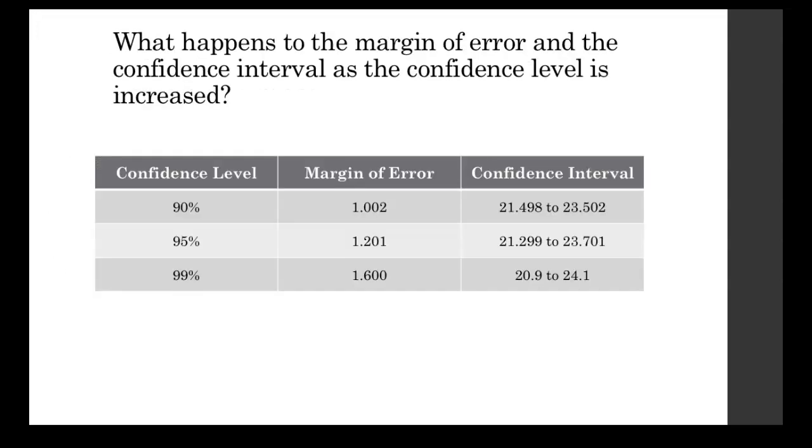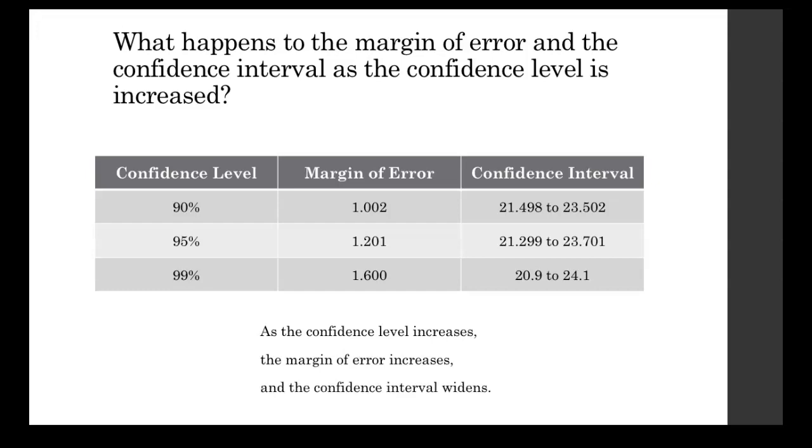So now the last part of this problem. It wants to know what happens to the margin of error and the confidence interval as the confidence level is increased. So this table shows our margin of errors and confidence intervals that we have solved for in this problem. And you can notice a pattern that as the confidence level increases, our margin of error increases, which then makes the confidence interval wider.